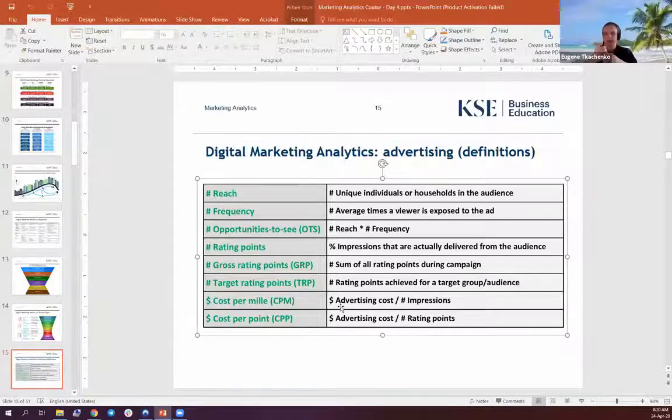Vendors like Facebook, Twitter, or Pinterest prefer to deal with larger quantities of impressions, so it would be measured in thousands. So CPM here would be cost per 1,000 impressions. And again, you will hear this metric a lot throughout this course.